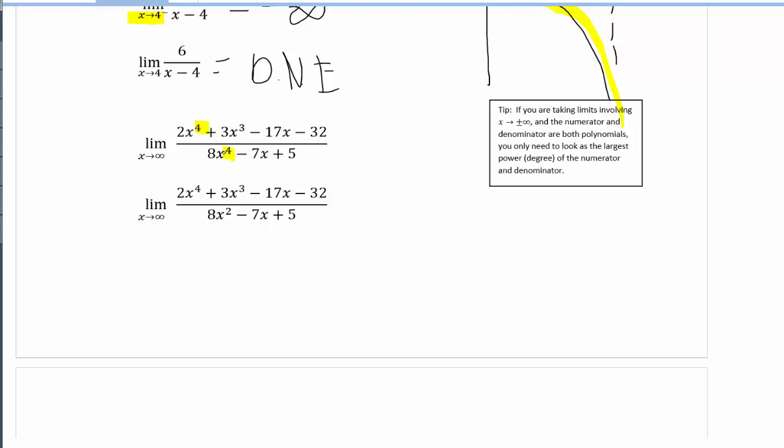So these are both 4. Here's what I care about: I actually do care about the 2 and the 8, and it's the quotient of the coefficients. You get 2 over 8, which simplifies to 1/4. You can confirm that on your calculator if you want.